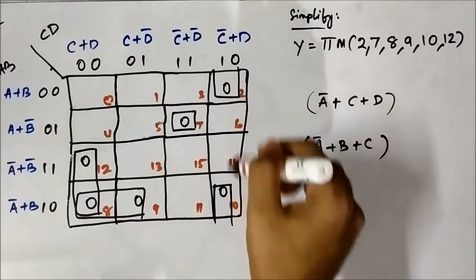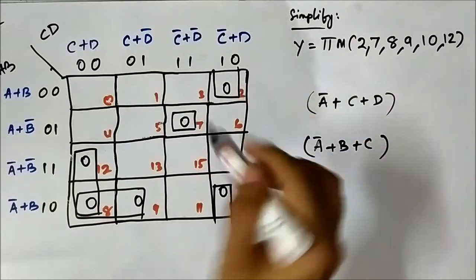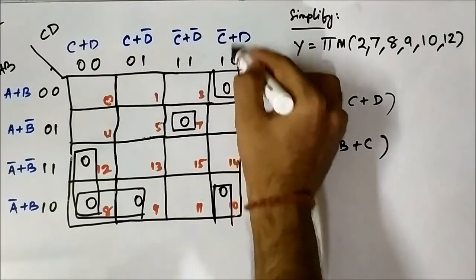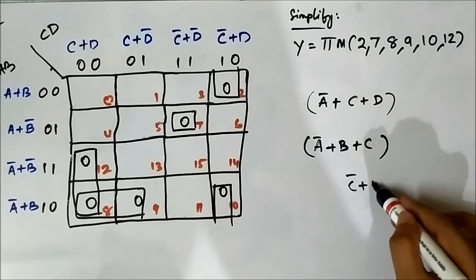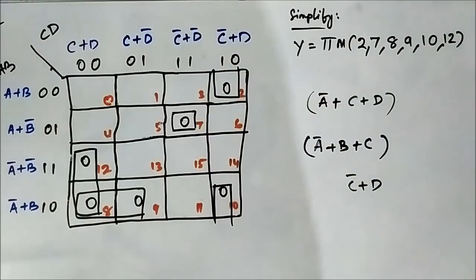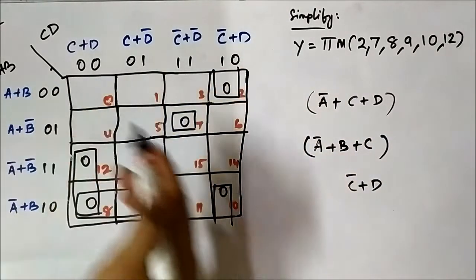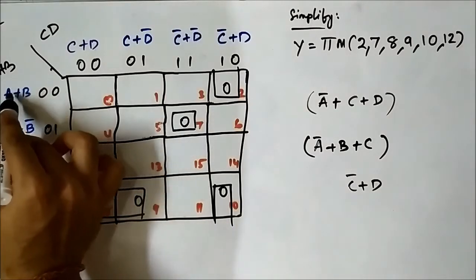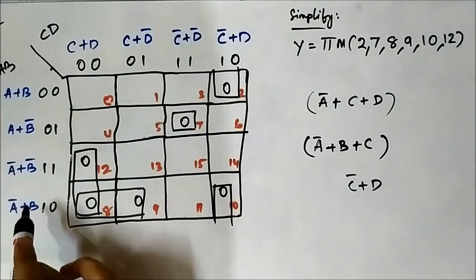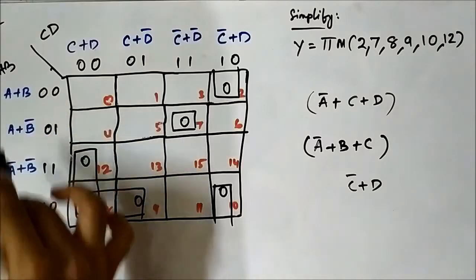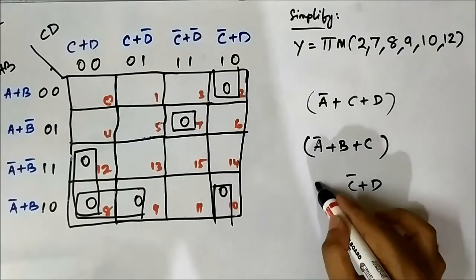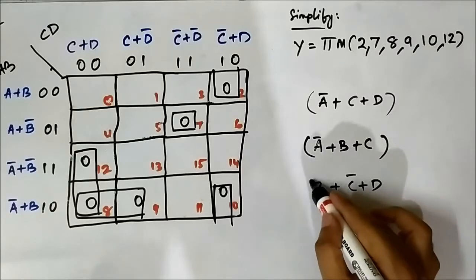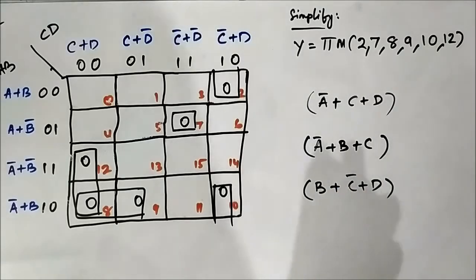Now for this pair involving cells 2 and 10, C bar or D, the vertical component is common in both the marked cells. The horizontal components are A or B, A bar or B. Okay, A or B, A bar or B. So in these two, B is common, so B will be there, B or C bar or D.